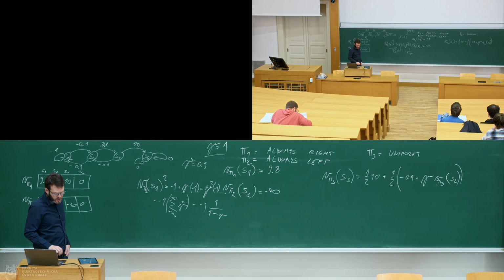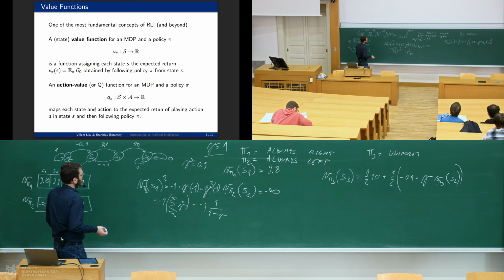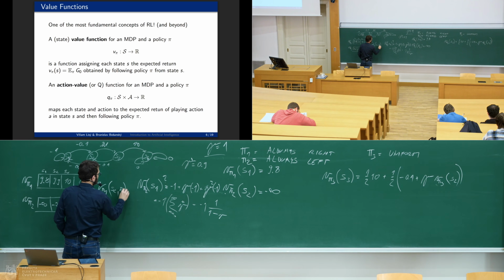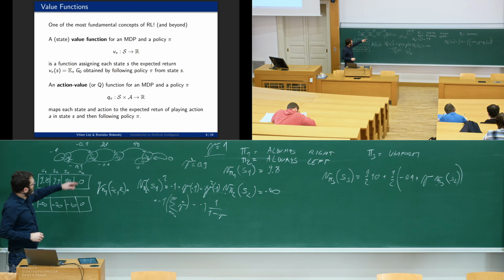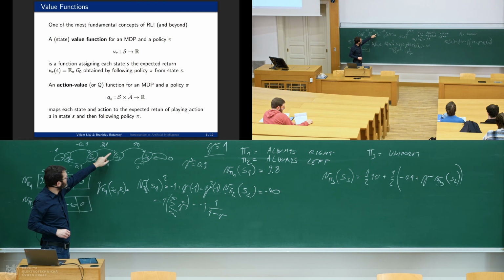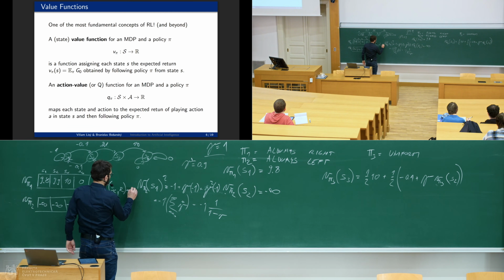The action value function is similar. So what would be the action value function for pi1 in state S2 and action right? Again, we perform the action right, we pay minus 0.1, and then we'll play based on pi, which is going right all the time. From here, it will get 10. So it would be 9.9.